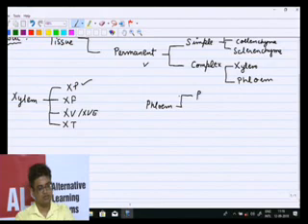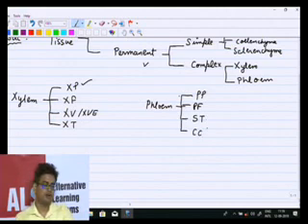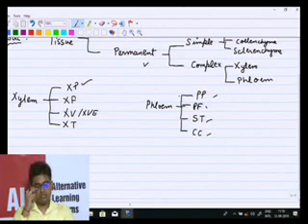In phloem, there are again four types of cells: phloem parenchyma, phloem fibers, sieve tube elements or sieve tubes, and companion cells. Out of these, only phloem fiber is dead tissue, otherwise the others are living tissues. So up till this part we have done in the last class.